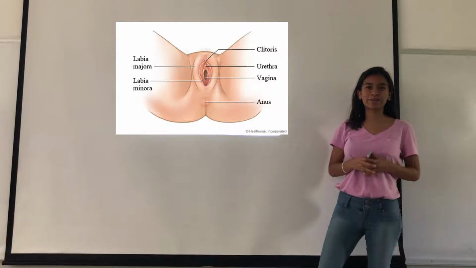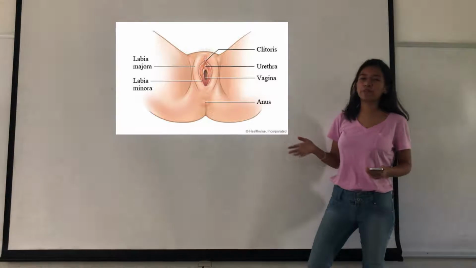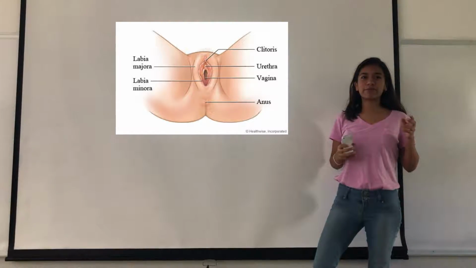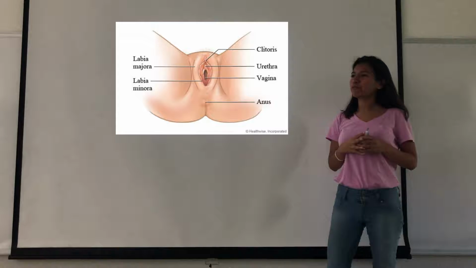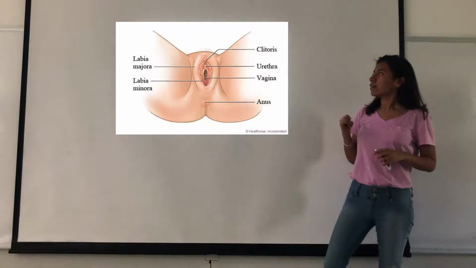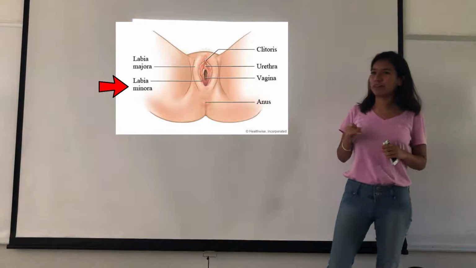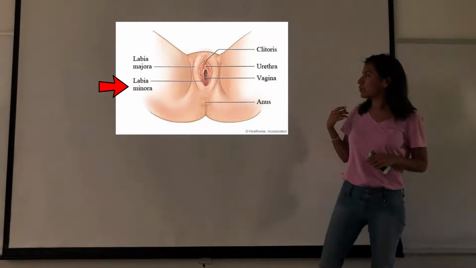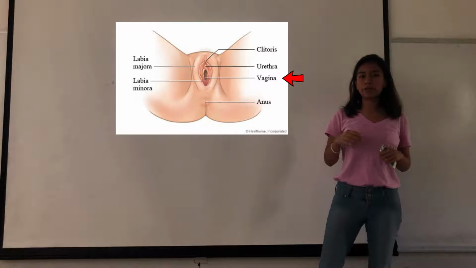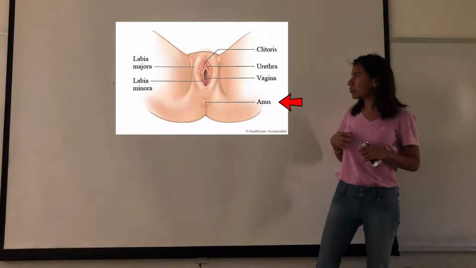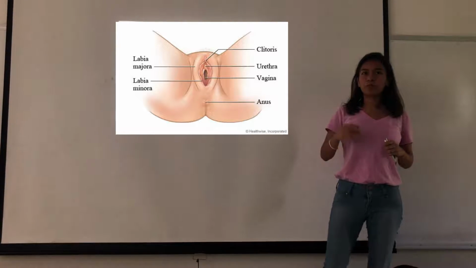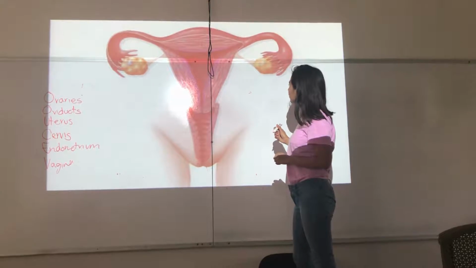Hi, I'm gonna describe or identify the parts of the external female genitalia. The external female genitalia are composed of the clitoris, labia majora, labia minora, the opening of the vagina, the opening of the urethra, the anus, and the mons pubis.